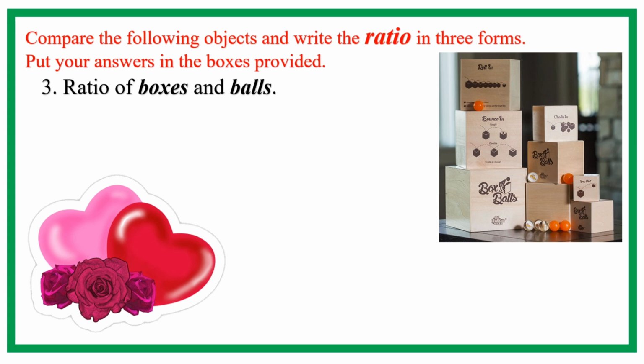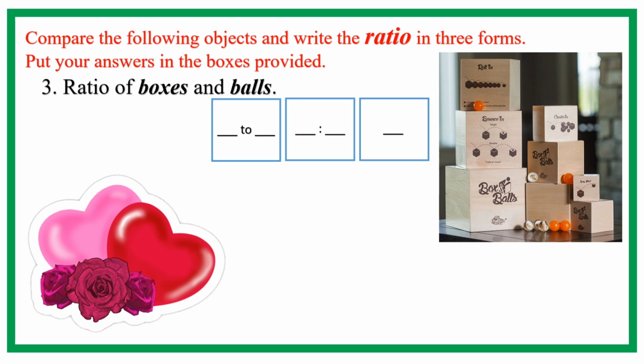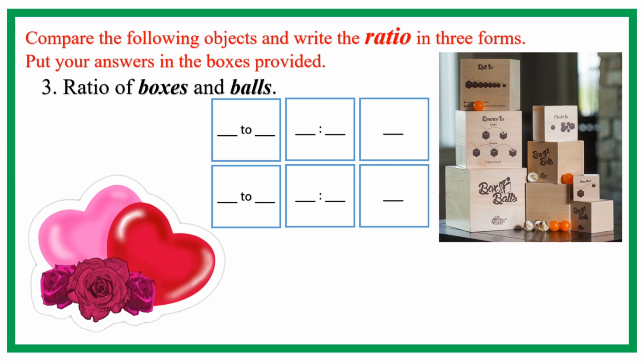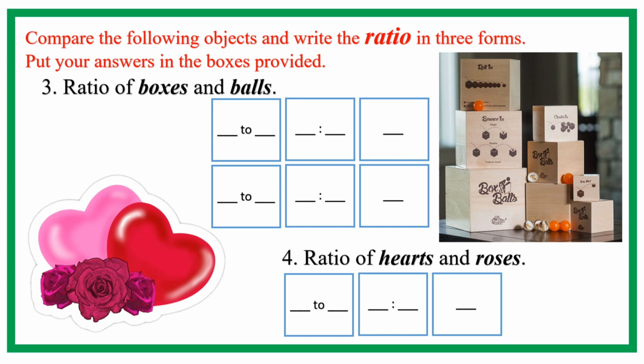Number 3 and 4. Compare the following objects and write the ratio in 3 forms. Put your answers in the boxes provided. Number 3, ratio of boxes and balls. Number 4, ratio of hearts and roses. If you need more time, you can pause this video.